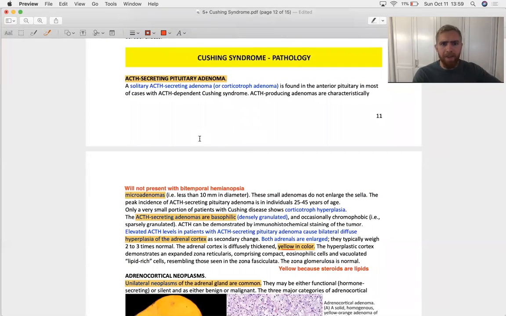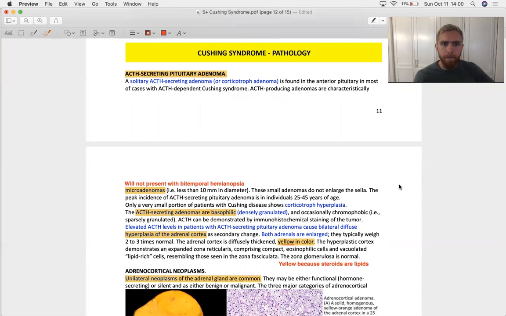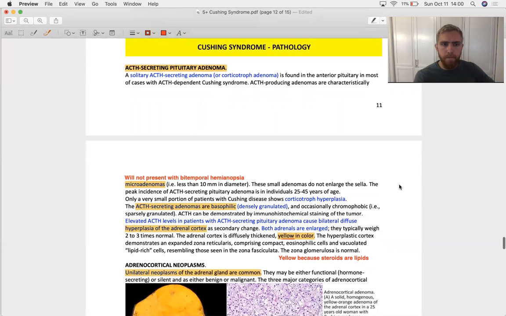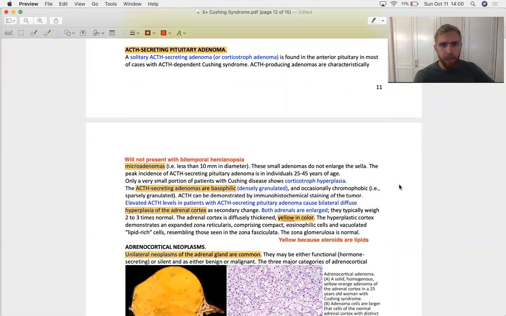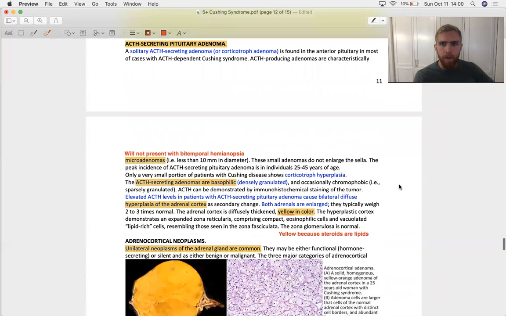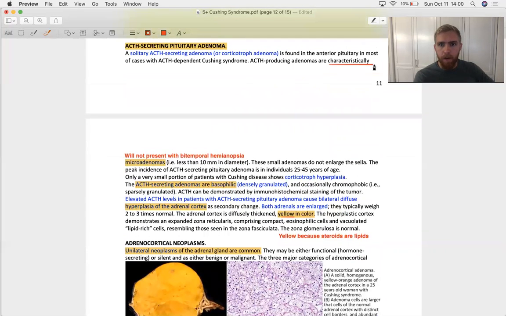So now we talk about the pathology of these different tumors, what they look like, where they are. First, there's the corticotroph adenoma, the ACTHoma. They are characteristically microadenomas, less than 10 mm in diameter, which is why we're getting an MRI and not a CAT scan, by the way. I think I said MRIs miss it, but CAT scans miss them a lot more, you know.